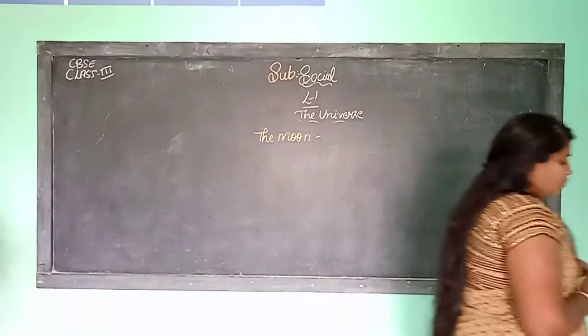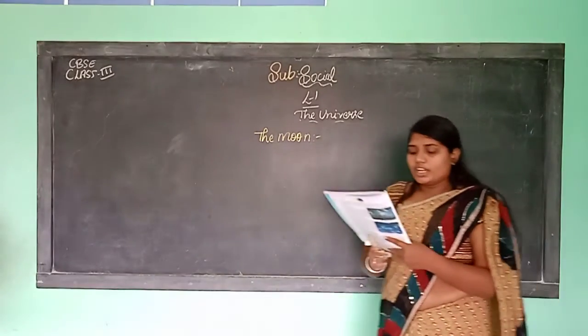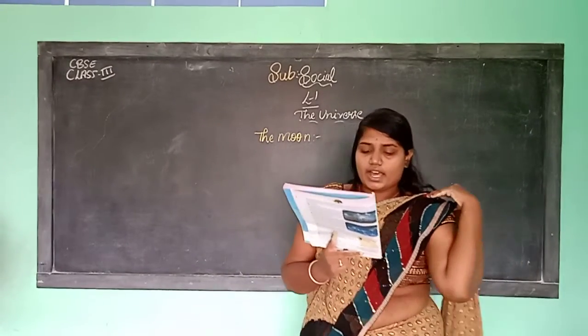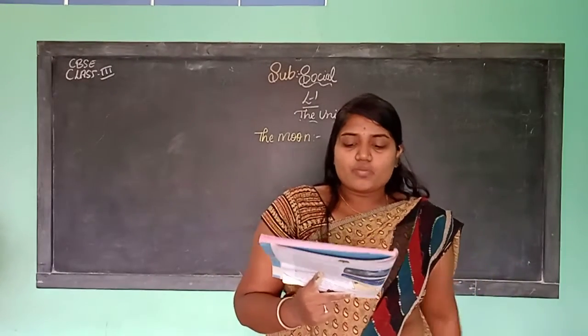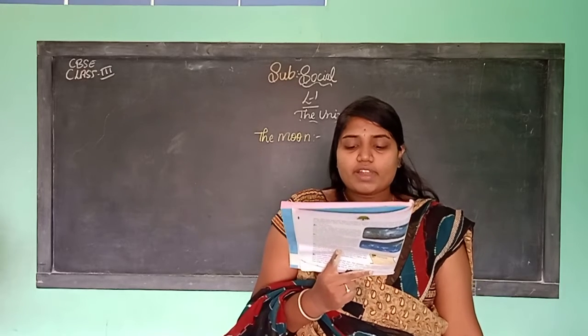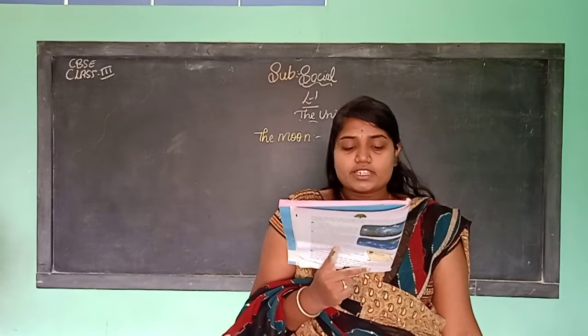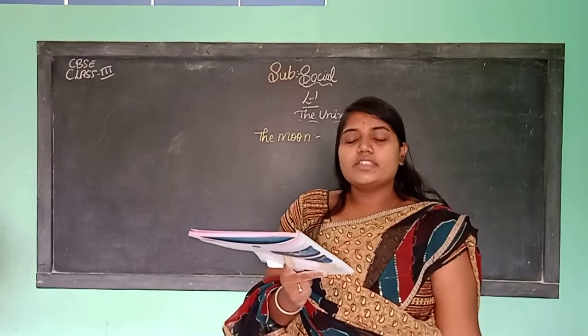So next, the moon. The moon is the natural satellite of the Earth. It moves around the Earth. It is also a part of the solar system. The moon does not have its own heat and light. It only reflects the light it receives from the Sun. It is closer to the Earth than the Sun.